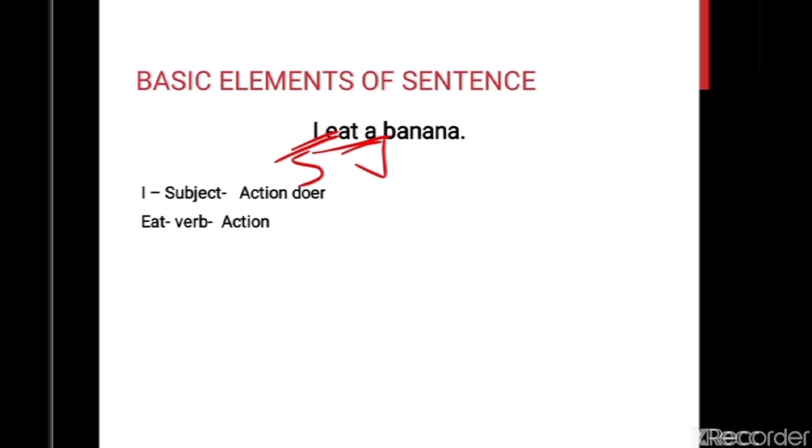I is a subject. And now the third is a banana. So for a banana, the action is taking place on the banana. So a banana is the object. So there are 3 words: subject, verb and object. So I is the subject, eat is a verb and a banana is the object.